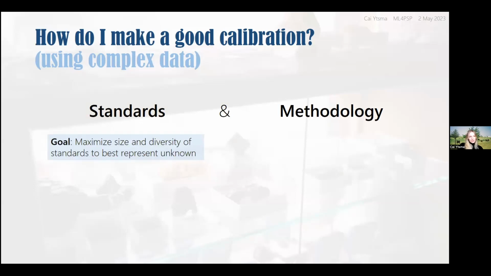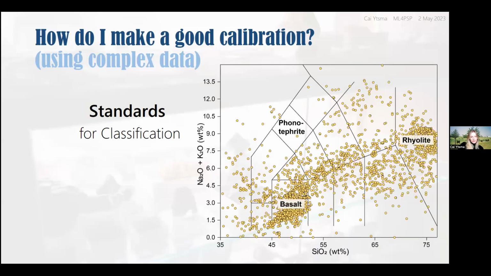So for the standards, as we know, you would want to maximize the size and diversity of your data set to best represent an unknown that you could find. And here's what it might look like for classification. In this example, this is a total alkali silica, or TAS, diagram for igneous rock classification. You see there's enough samples that basalt and rhyolite are really well defined with standards, but you wouldn't be able to quantify or classify phonotephrite without adding more standards to your model.